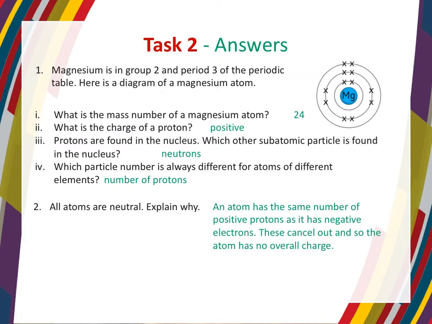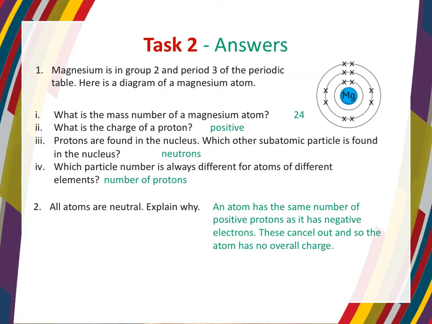The next question says, what is the charge of a proton? So protons are always positive. Protons are found in the nucleus. Which other subatomic particle is found in the nucleus? Well, we've said this already. The mass number, which is what's in the nucleus, is made up of protons and neutrons. So other than protons, it must be neutrons.